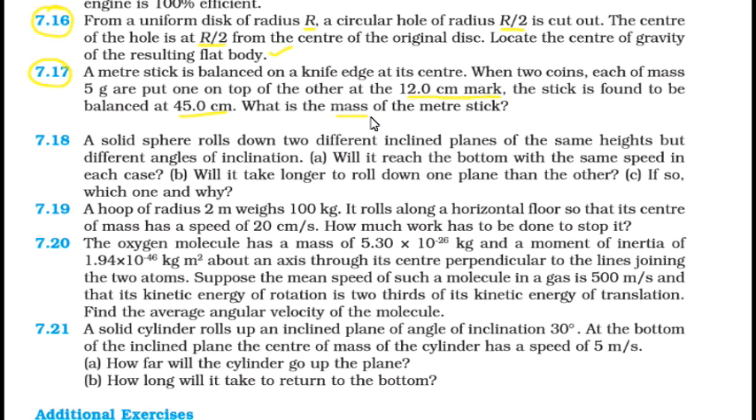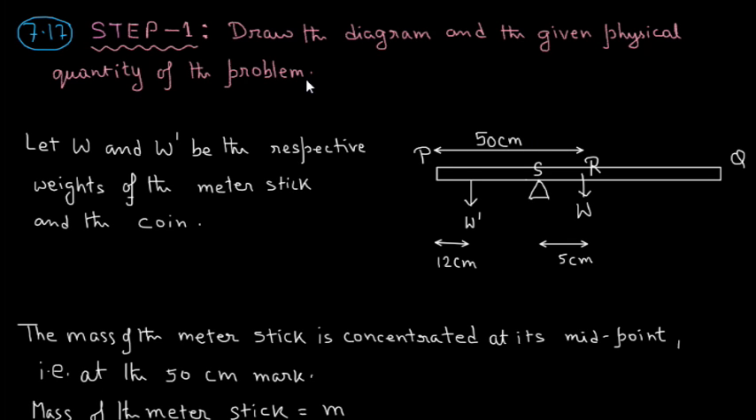So we have to find out the mass of the meter stick. Let us see how we will solve this. So first step, we'll draw the diagram and write the physical quantities which are given in the problem. So this is the diagram and all the values according to the problem we have indicated here.